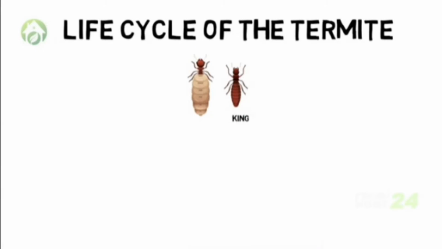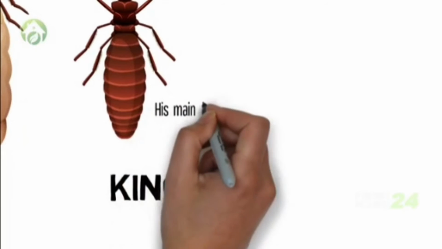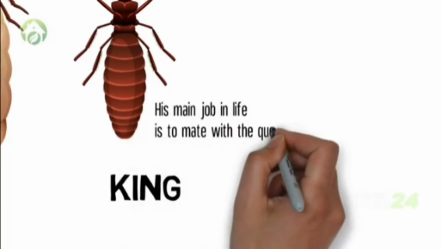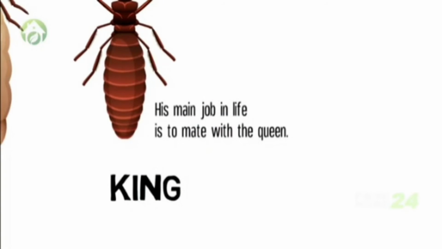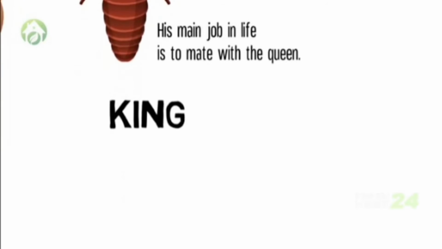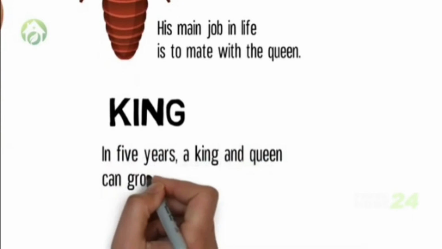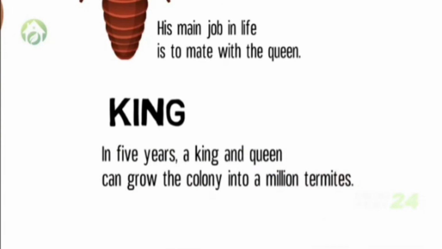The king. His main job in life is to mate with the queen. Also, through chemical secretions known as pheromones, he and the queen determine how many of their offspring develop into workers, soldiers or reproductives. In 5 years, a king and queen can grow the colony into 1 million termites.